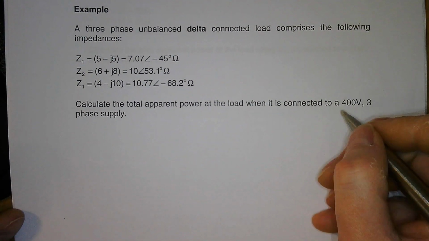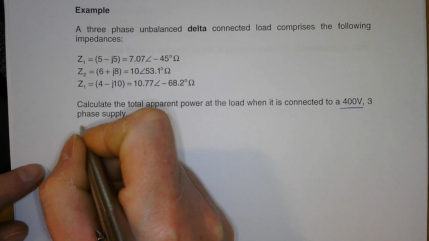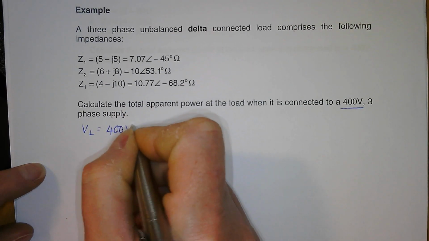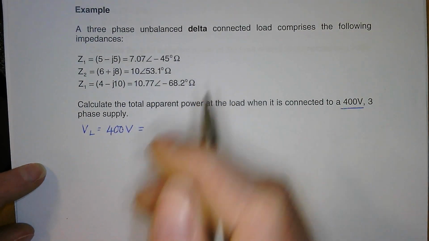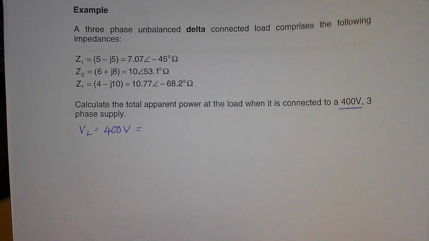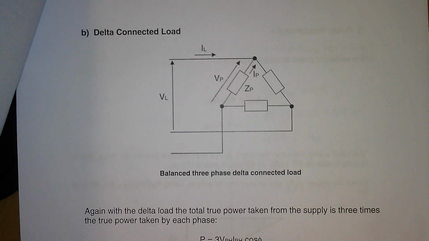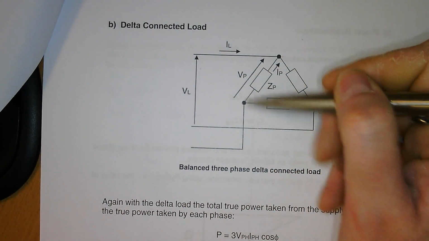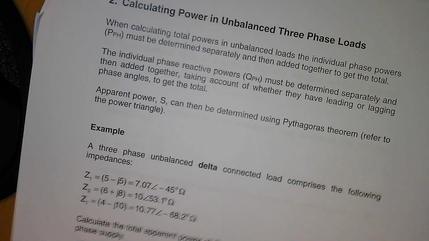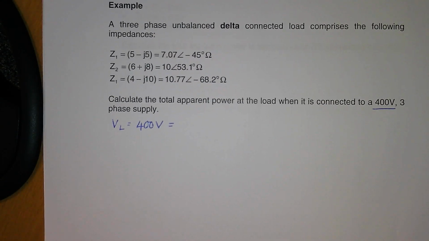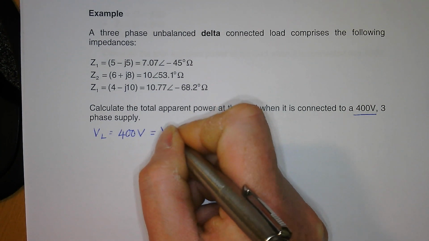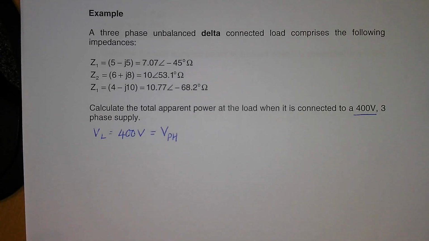So 400 volt, so your V line is 400 volts, and because it's a delta, there's no change. If you remember what a delta looks like, your VL and your V phase are the same. So because it's a delta, if your line's 400 volts, then your phase is 400 volts.